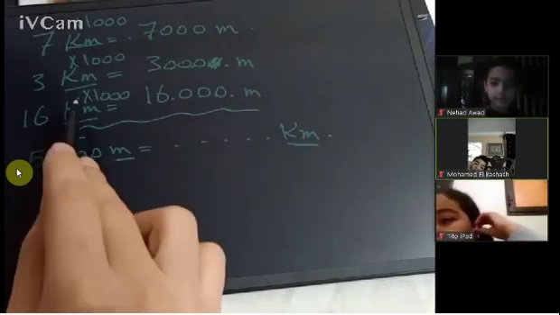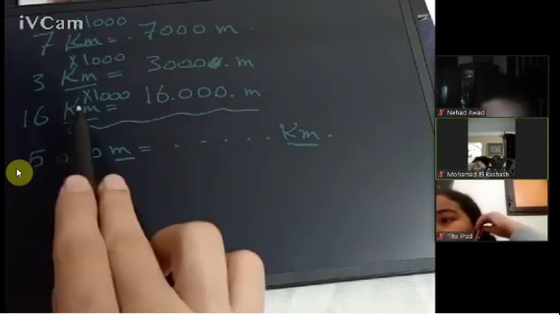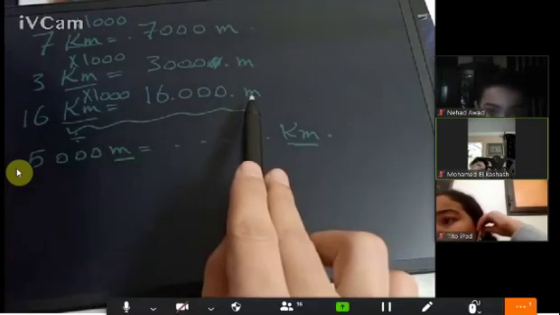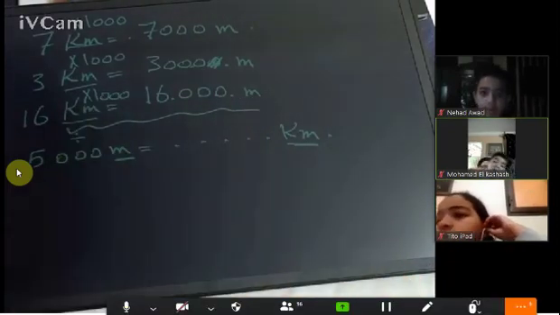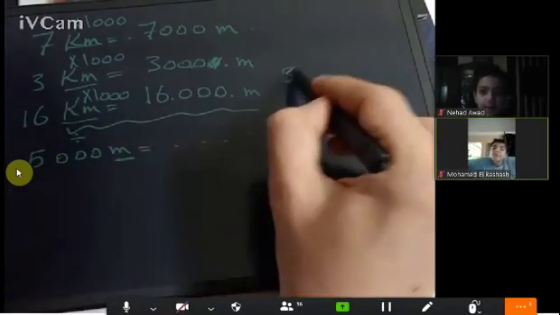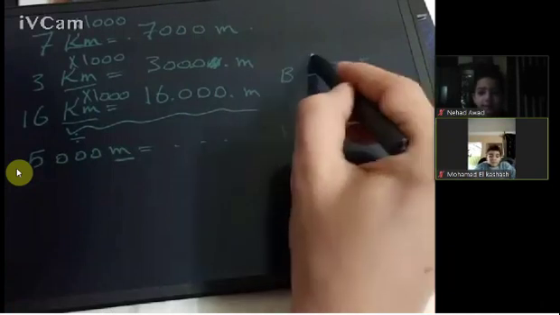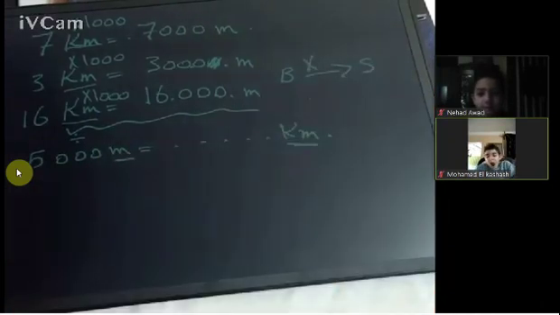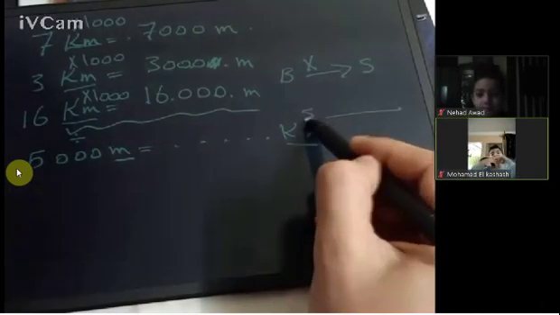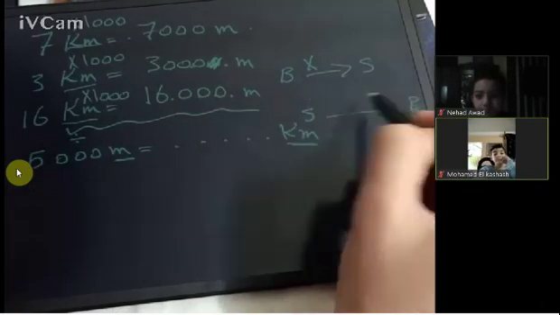We make the opposite again. From kilometer to meter, multiply. From big unit to small unit, we multiply. What about the opposite? From small to big, divide.